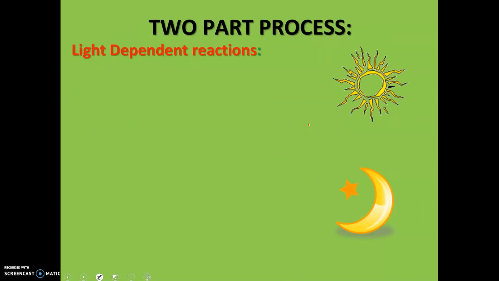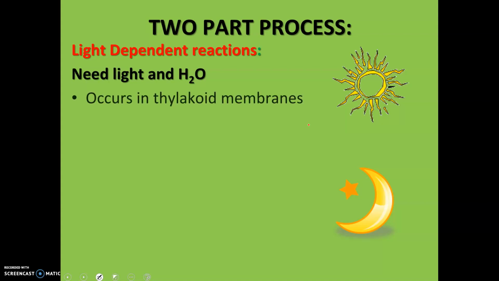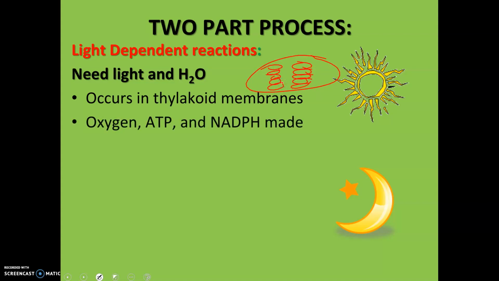So, light-dependent reactions, those are the part that actually needs the sunlight, needs light, needs water. Occurs in the thylakoid membranes. Remember, that's these pancakes, the membranes of these pancakes inside the chloroplast. It's going to make oxygen, because it's going to split water, and the oxygen is going to be released into the atmosphere. It's going to make ATP, which is energy. That's going to be the power to run the Calvin cycle. And it's going to make NADPH. Technically, it's making that from NADP+. So really, it's just picking up hydrogen from water.